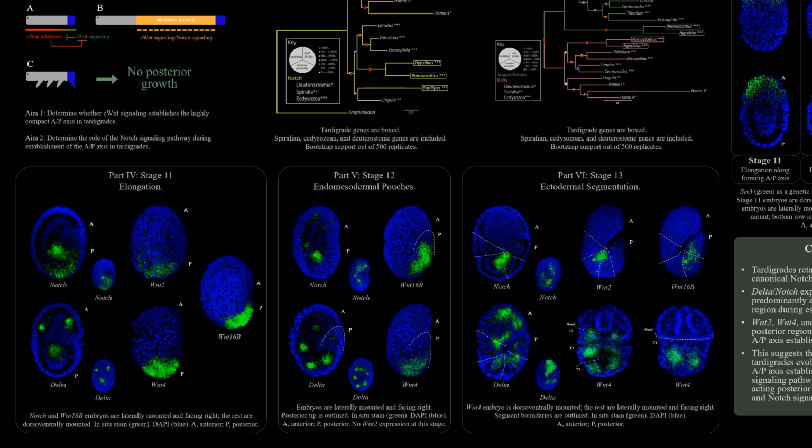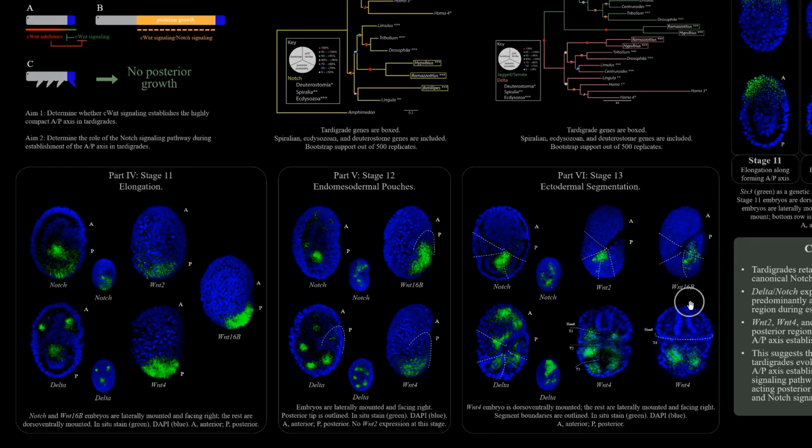Out of all the Wnt ligand coding genes in tardigrades, I found Wnt2, Wnt4, and Wnt16b expressed in a posterior domain during the earliest stage of AP axis establishment. The expression pattern for these Wnt genes varies at stage 12 and stage 13, except for Wnt16b, which remains posteriorly expressed throughout these stages.